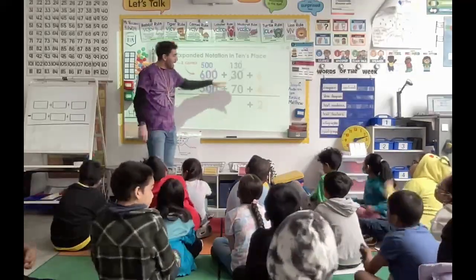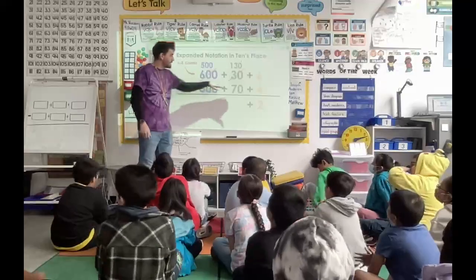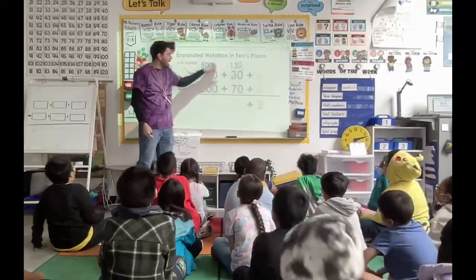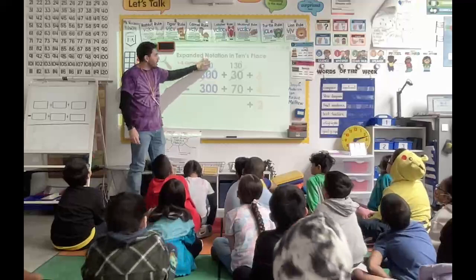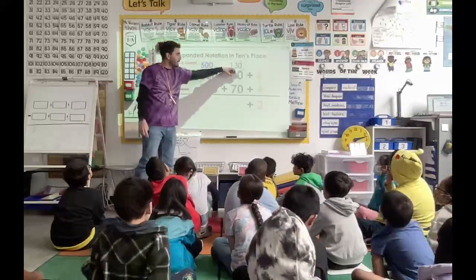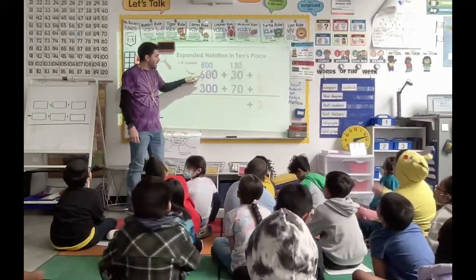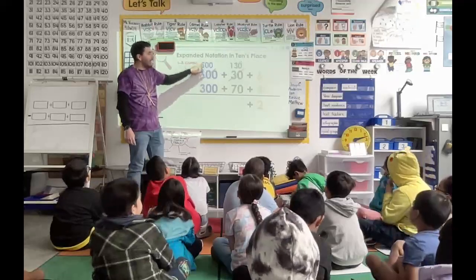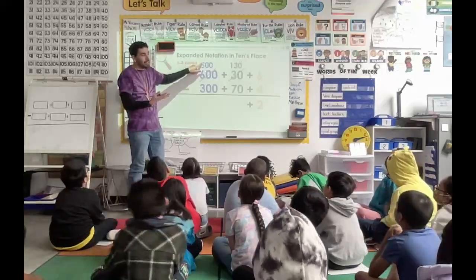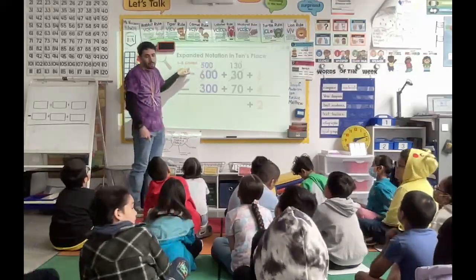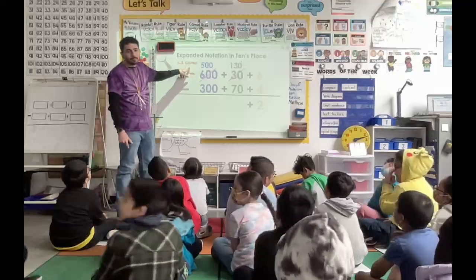So notice that I'm subtracting 30 minus 70, but I can't do that, so I had to go next door and regroup, take out 100 and move it to my tens place. Now I had 600, now I have 500. I call that the 1-2 combo. What's it called? 1-2 combo.